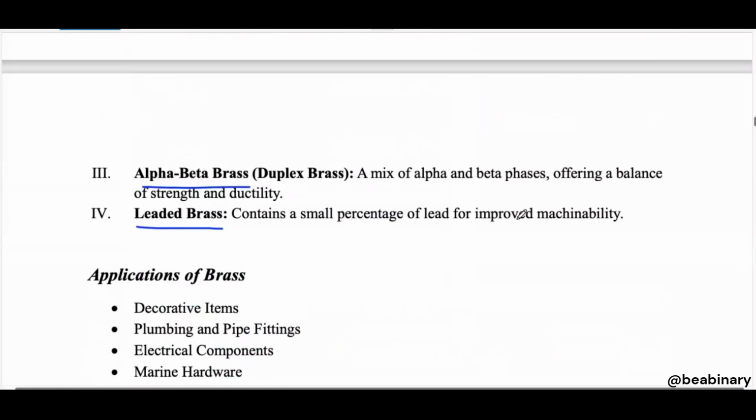Now here, alpha and beta brass both exist together, so it is known as duplex, a mix of alpha and beta phases, offering a balance of strength and ductility. So this is a special case of alpha and beta where we mix both of them together so that we can enhance the ductility and the strength.